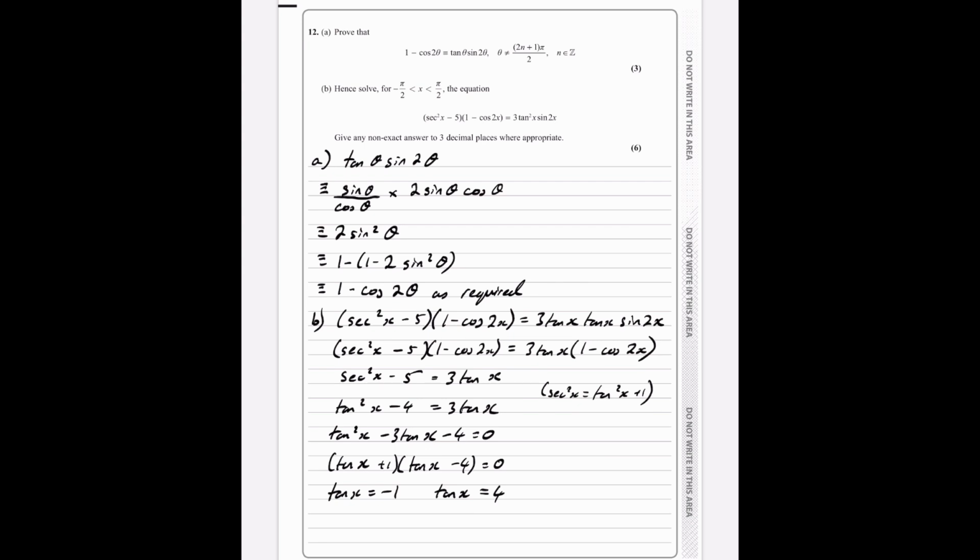Apply inverse tan to both of those and we'll get negative pi over 4 or 1.326. We're in radians, of course. Now, the only other solutions we'd get would be adding or subtracting multiples of pi, and that's going to take us outside the range. So those are going to be the only two solutions to the equation within the range.